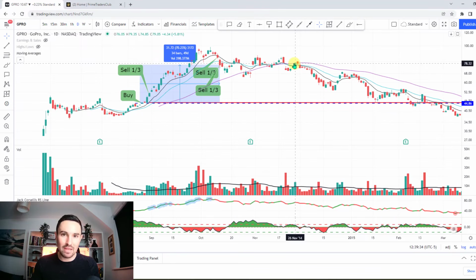So it's extremely efficient, and that is why the sell rules are there of selling 1/3 on a close below the 10 EMA and also on the 21 EMA.